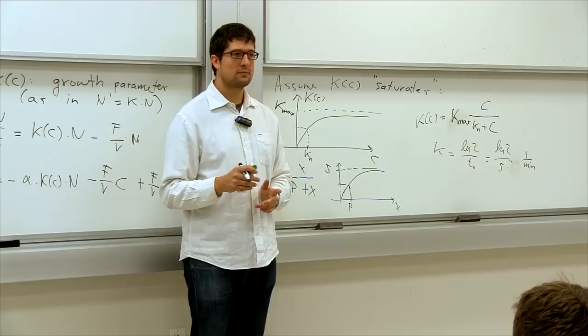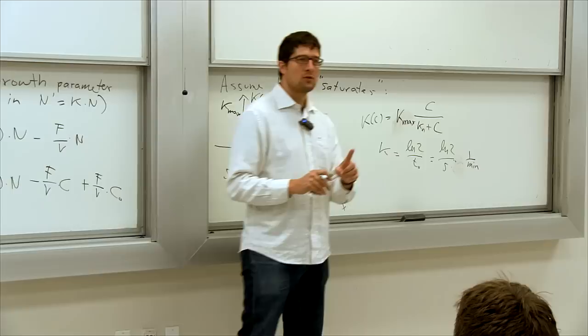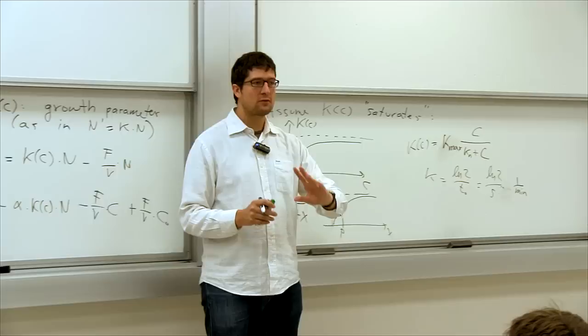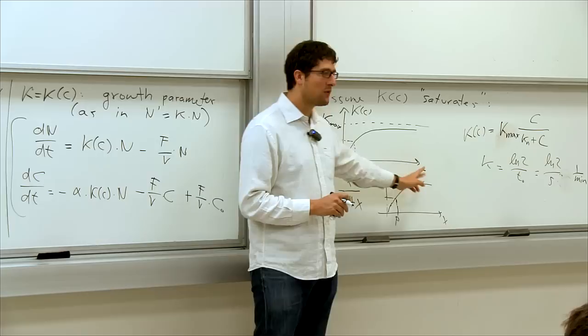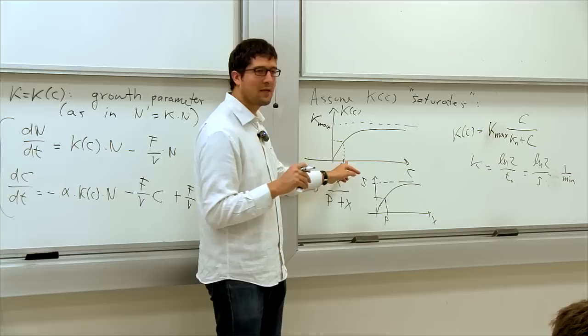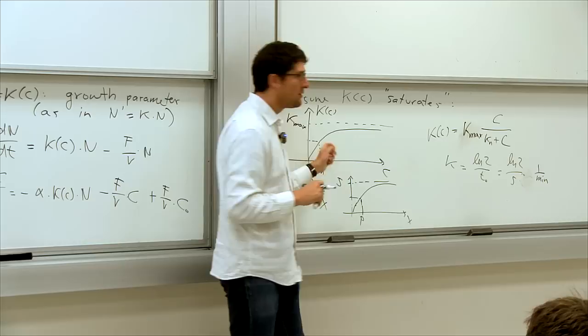Suppose that now for a certain amount of food you gave them, if you give them a ton of food, they divide every 5 minutes. If you give them just a certain amount, 5 grams per liter, whatever, then they take 10 minutes, right? Then you set that value to be your Kn.